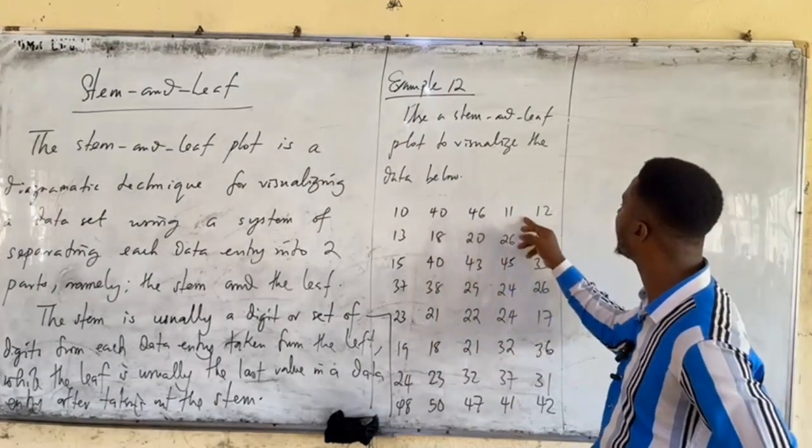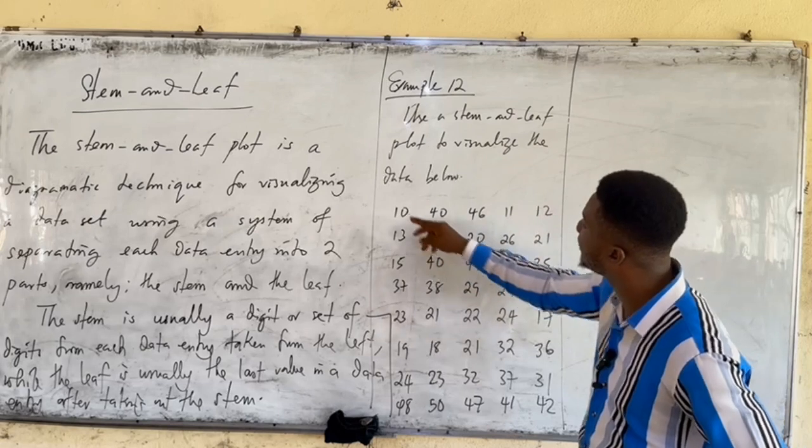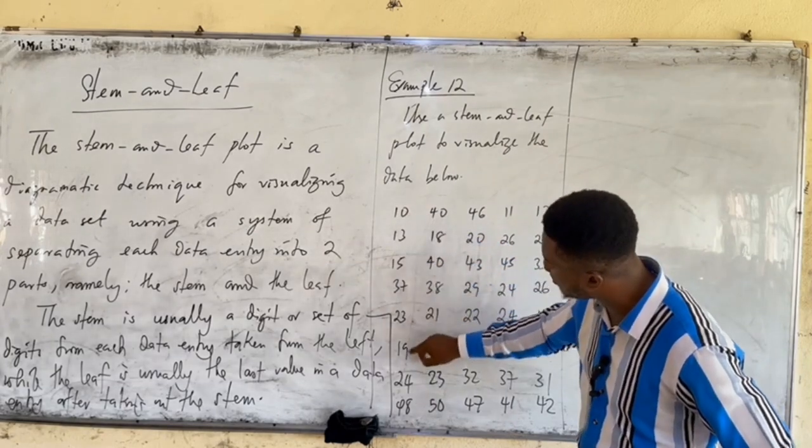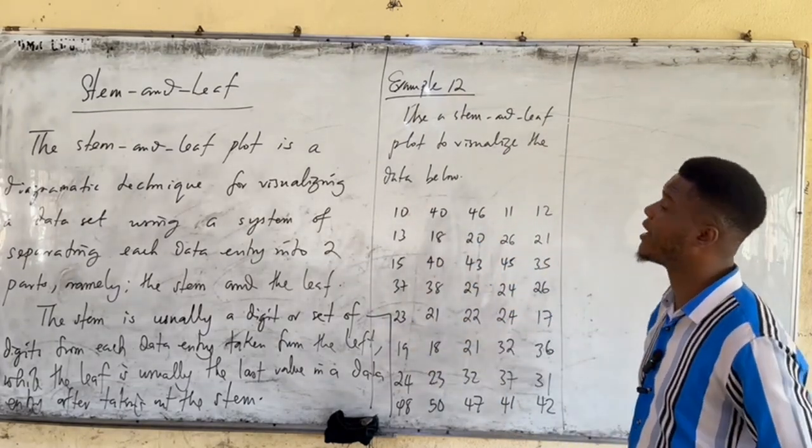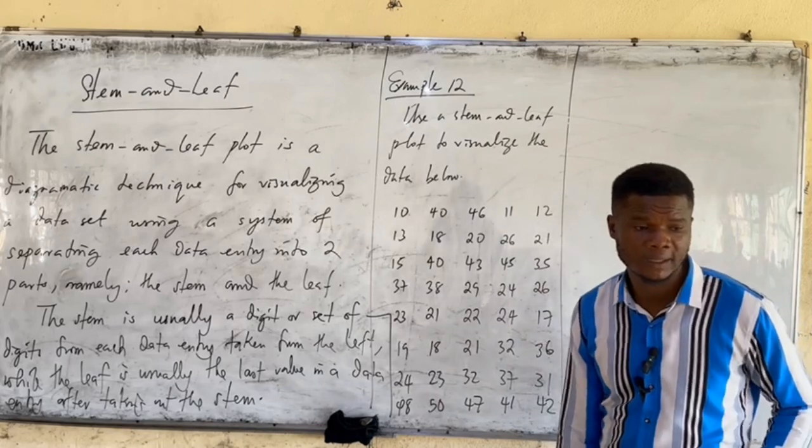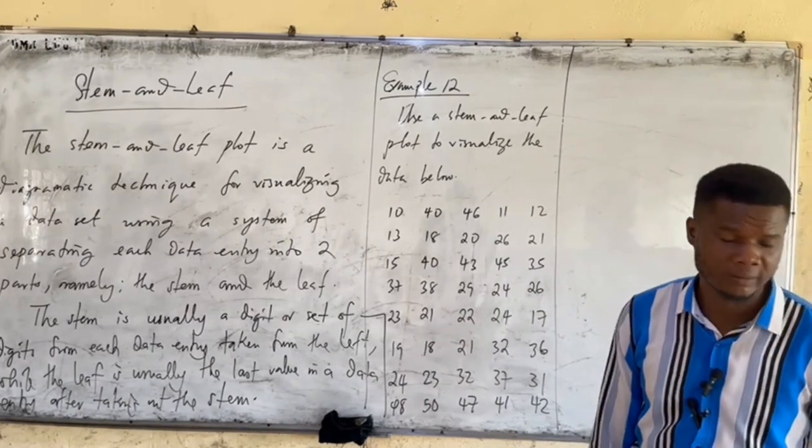Okay, so how many do we have? 1, 2, 3, 4, 5, 6. 1, 2, 3, 4, 5. 1, 2, 3, 4, 5, 6, 7, 8. 8 by 5 is 40, right?